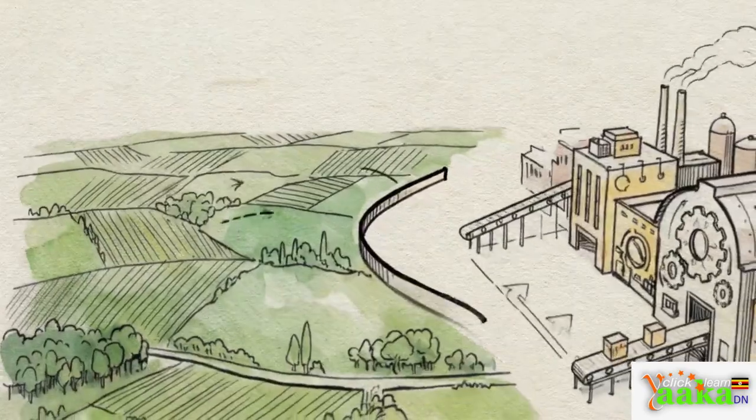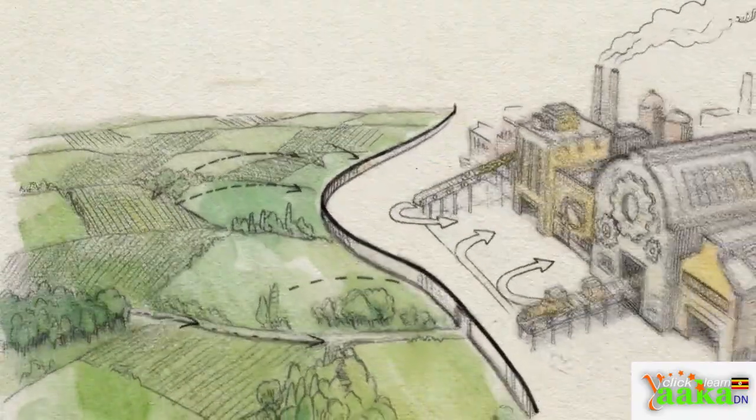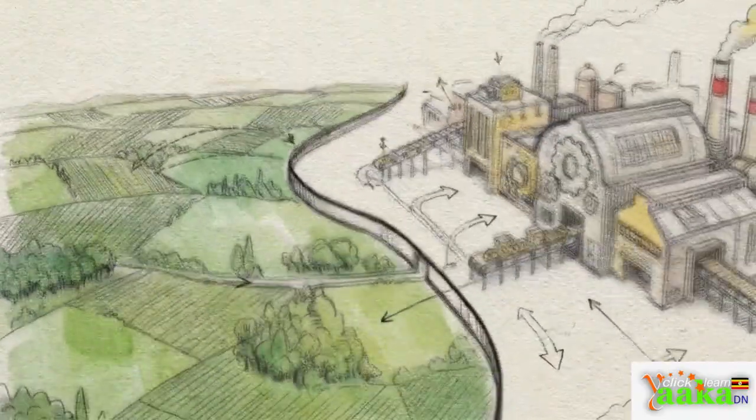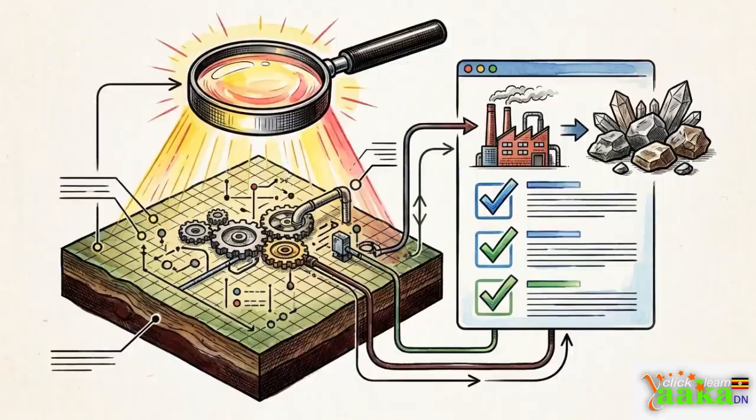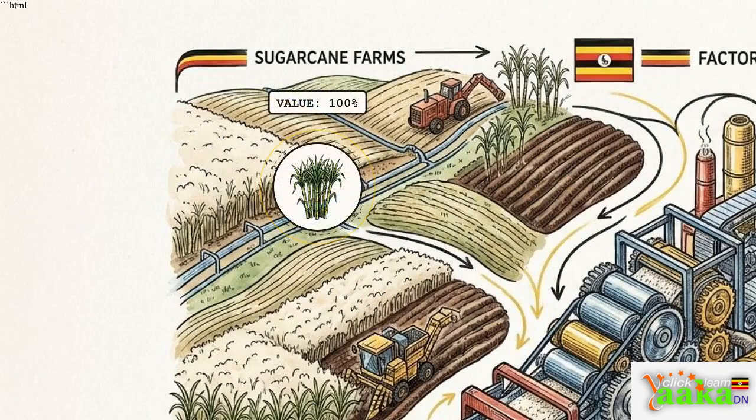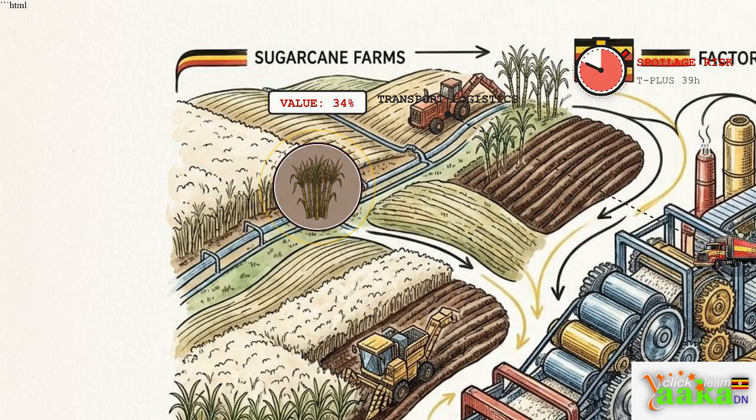If processing goods locally creates so much national wealth, why aren't factories simply built everywhere across the country? The reality is that factories require highly specific conditions to survive. The first factor is proximity to raw materials. A sugar processing plant, for example, must be located directly next to sugarcane farms because raw cane is very bulky to move and spoils rapidly once it is cut.